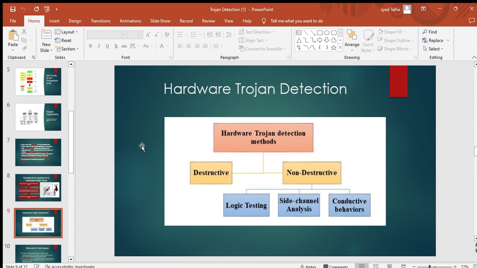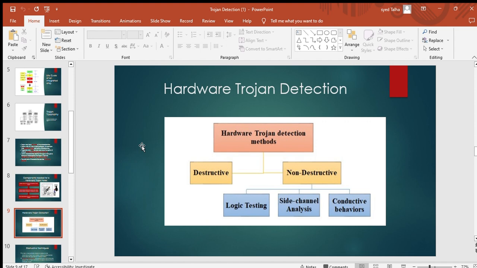So this is what we have spoken about until now: what a hardware Trojan is and how it can impact our system, or how it can affect everything. Now we'll discuss hardware Trojan detection. How are we going to detect these things?